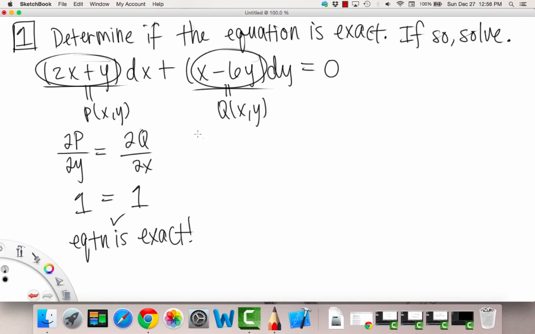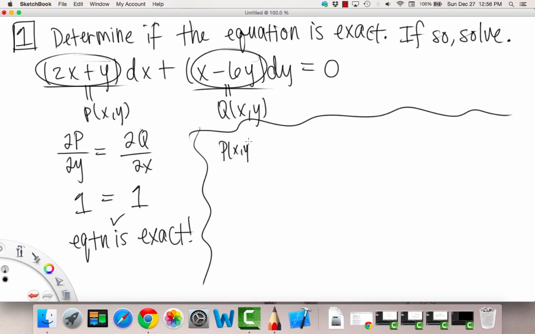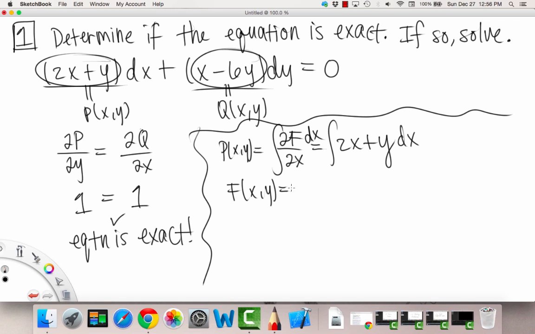And we can solve pretty easily. So let's do so in this little blank space here. So we have our P of x, y, which is supposed to equal the partial of f with respect to x, and it is because our equation is exact, okay? And this is equal to 2x plus y. So we're going to integrate with respect to x on both sides. So we get one of our candidate functions: f of x, y is equal to x squared plus xy plus, it could be a random single variable function of y, okay?